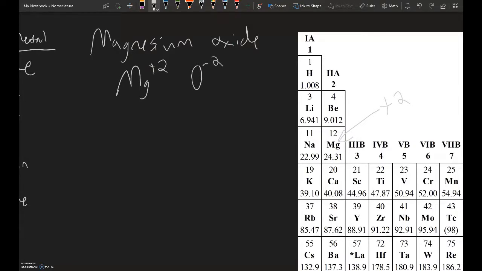Now, just like before, we want to make sure the ratio is constant and it cancels each other out. So naturally, we can see that the magnesium is +2, the oxygen is -2. They're going to cancel, and you're going to be left over with MgO for the formula.